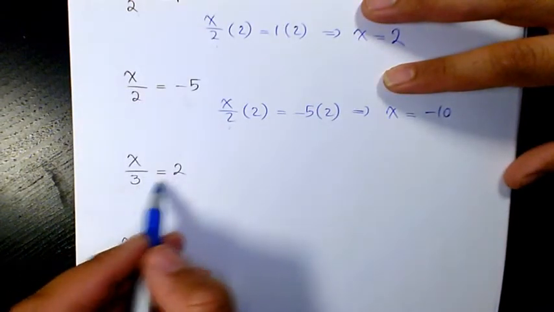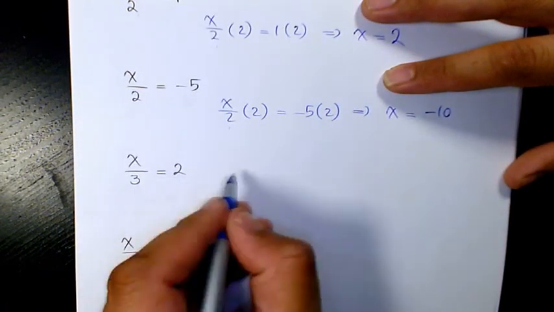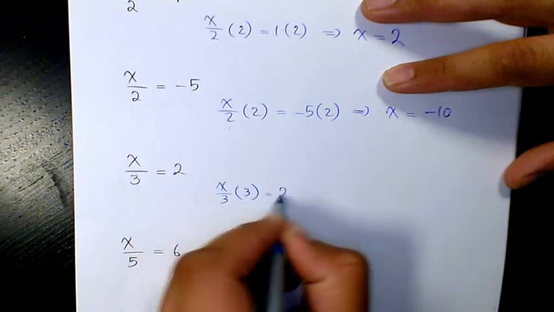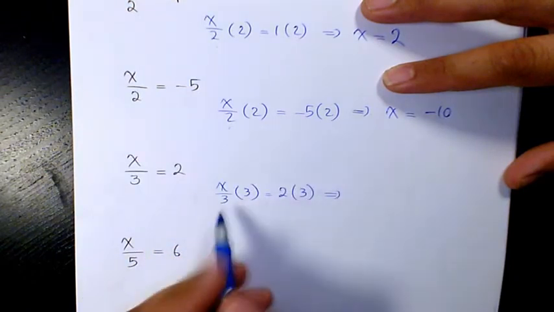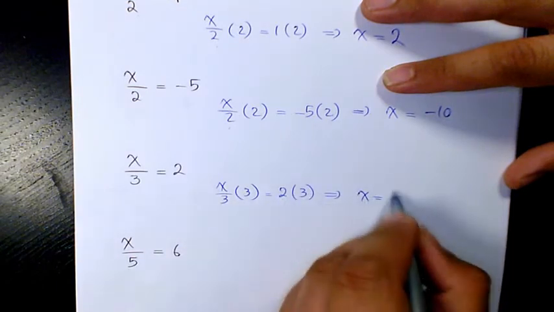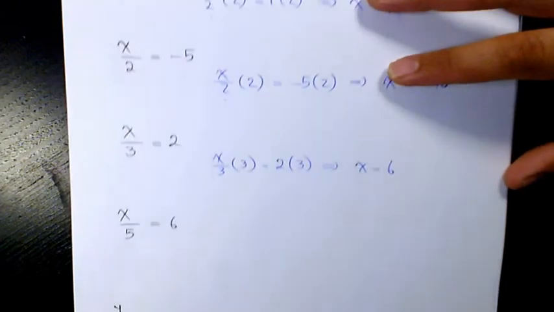X divided by 3 equals 2. So x divided by 3 times 3 equals 2 times 3. So 3 divided by 3 cancels out. You have just x. 2 times 3 is going to be 6. So x will be equal to 6.